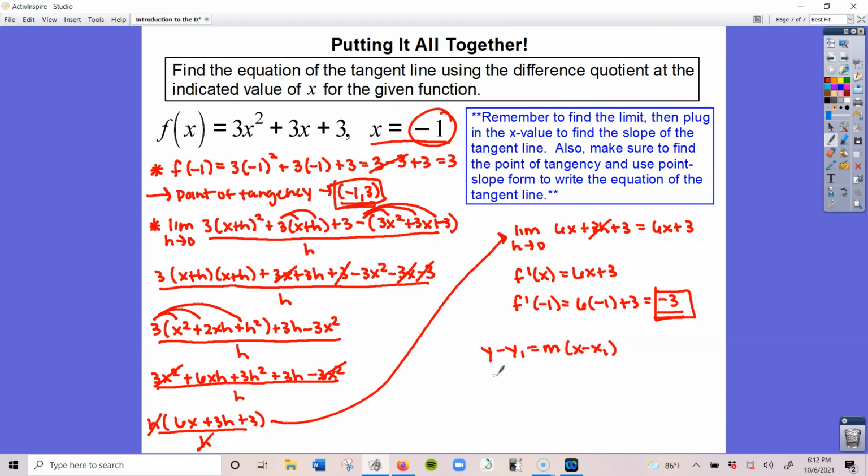When I plug this in, I would get y minus the y value, which is 3, is equal to m, which is -3, times x minus the x value, which is -1. So x minus -1 becomes x plus 1. And that is the equation of my tangent line. And that's your intro to derivatives.